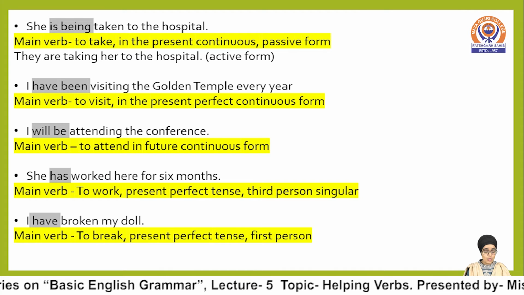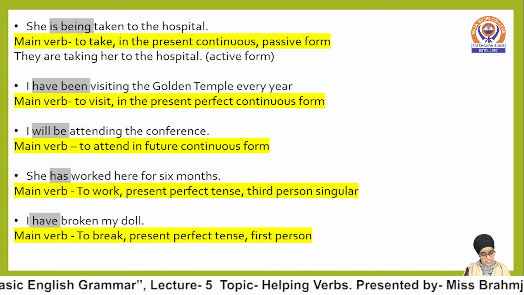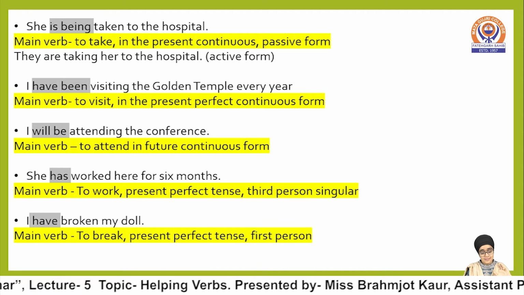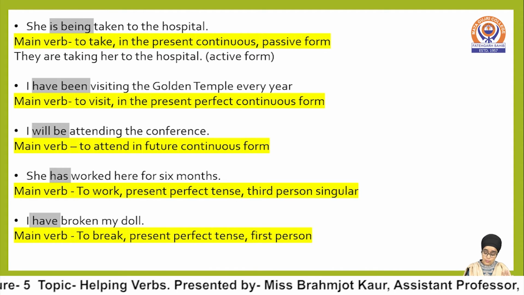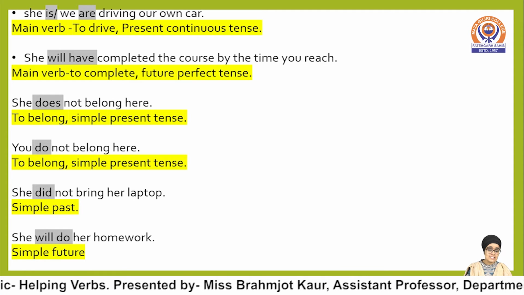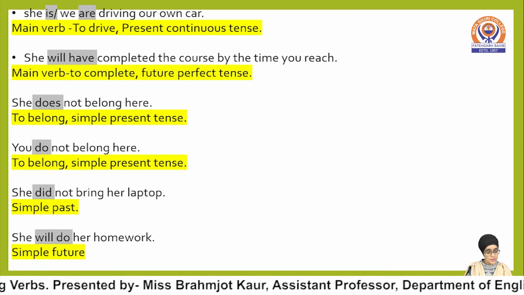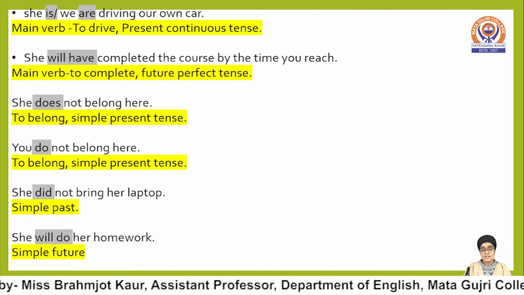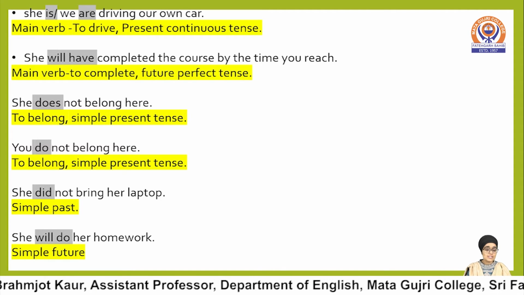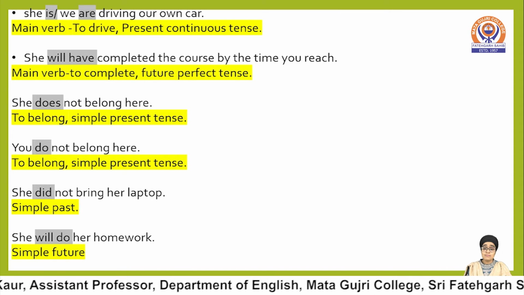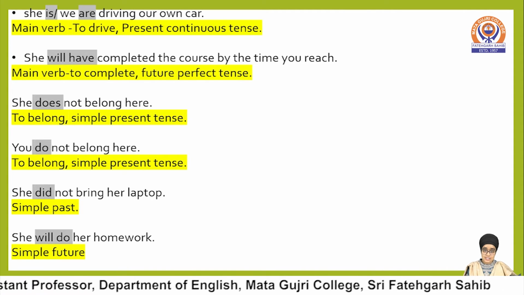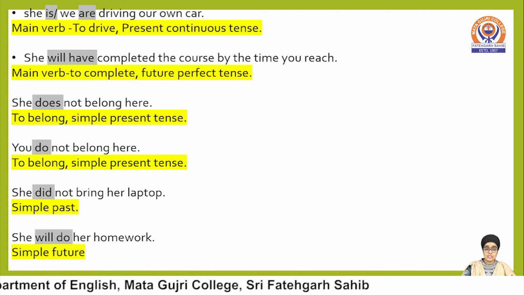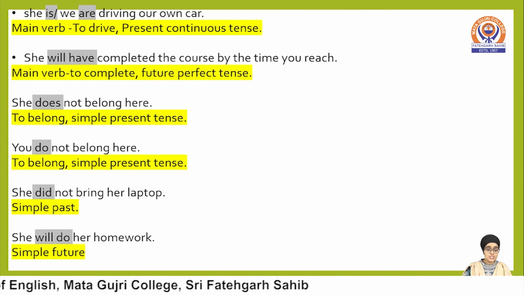I have broken my doll. Again, I'm talking about first person singular. I'm talking about the main verb to break, and the tense will be denoted by the helping verb have. Okay, she is driving her own car, we are driving our own car. Helping verbs are different with third person singular and first person plural. Likewise, she will have completed the course by the time you reach. She will have completed. So it's something in the future, but something which will have ended by the time I reach. So it's future but perfect, future perfect tense.